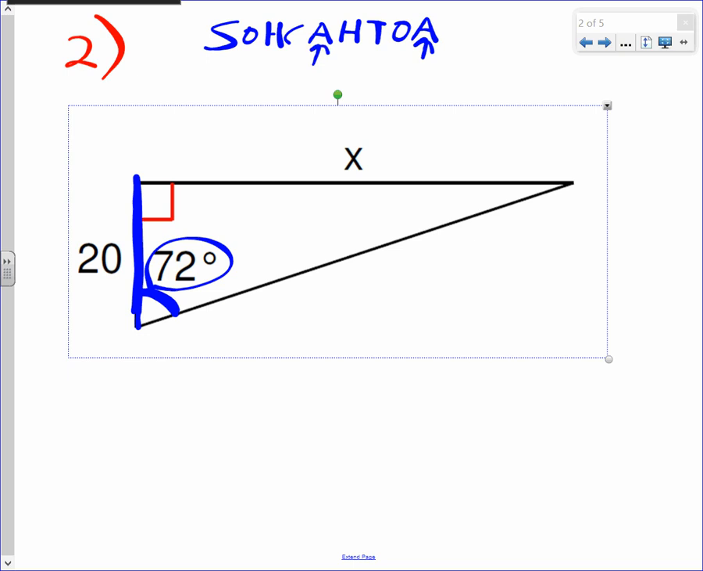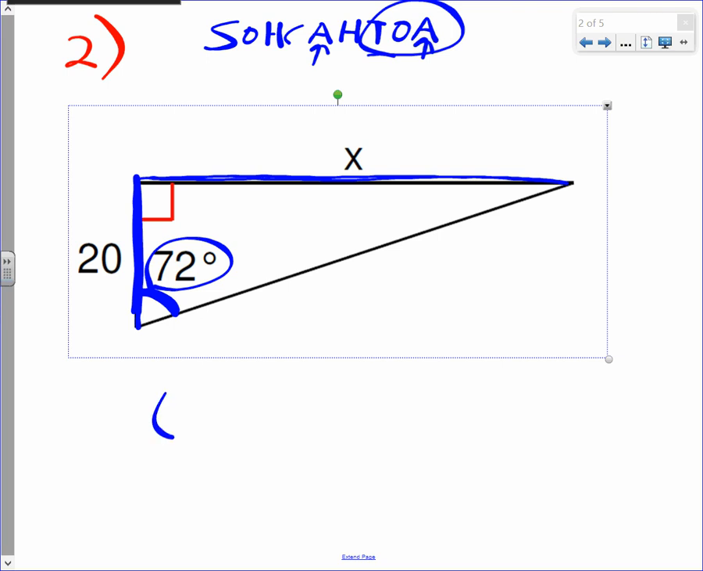Let's see what the other side is now. How about this one? Opposite and adjacent, so we're going to use tangent again. Notice how I did that. I look at the sides they gave us, and depending on what they gave us, that's the ratio I use, sine, cosine, or tangent. So let's do tangent again.